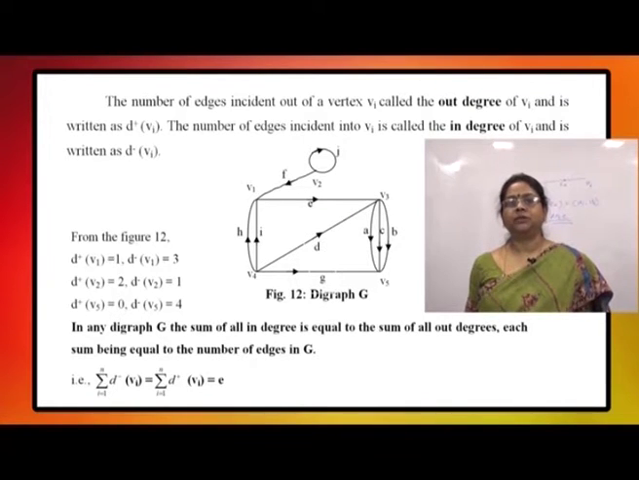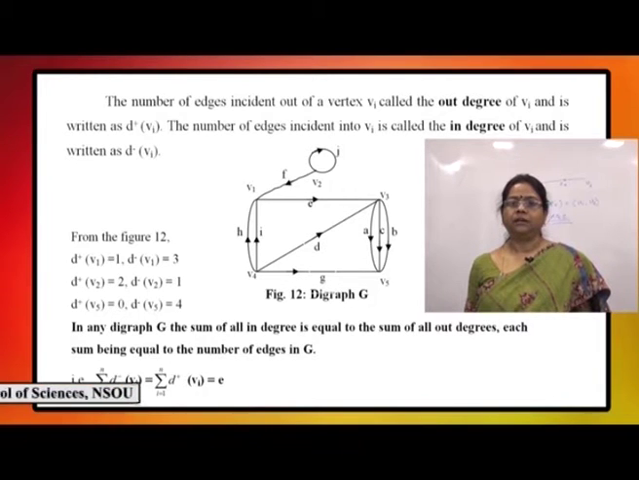Similarly, for V2, we see here that there is a self loop, which is J. So, D plus V2 is 2, that is J is going out and F is going out from V2, and J is coming into V2, so D minus V2 is 1.